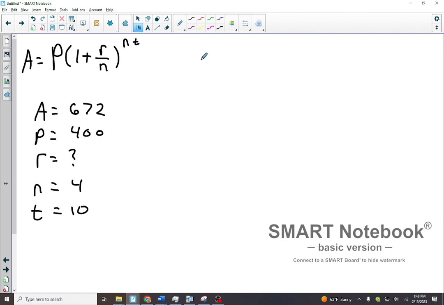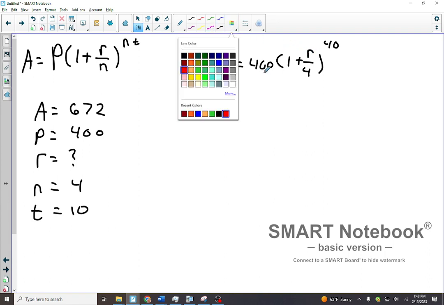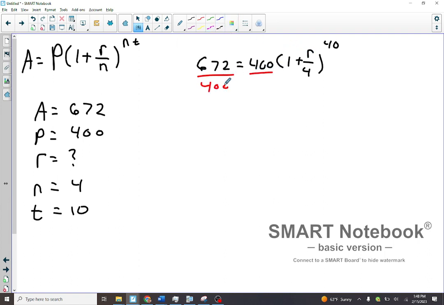So I'm going to plug in everything I know. 672 equals 400 times 1 plus R over 4, to the 4 times 10. So 4 times 10 is 40, so I'll just rewrite that as 40. I need to get the R by itself. So the first thing I would do is divide both sides by 400. So 672 divided by 400 equals 1 plus R over 4 to the 40th power.